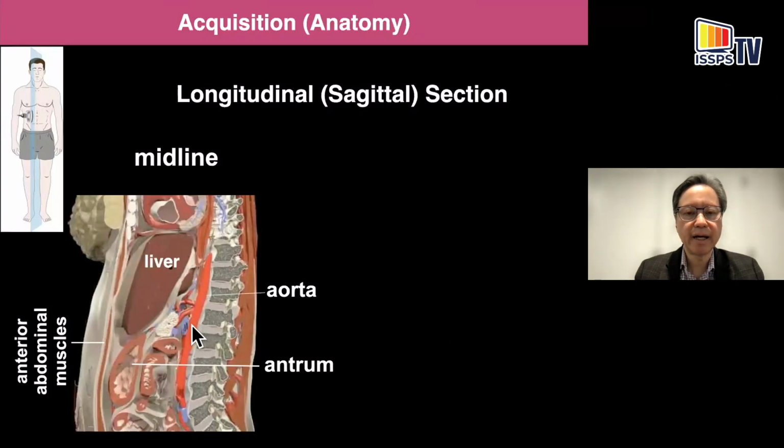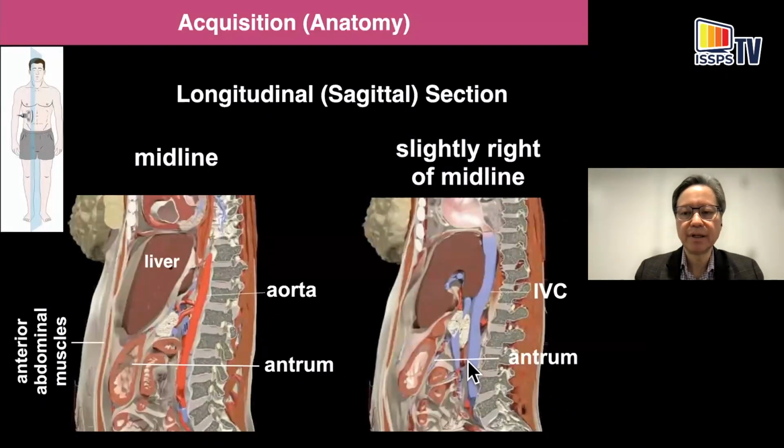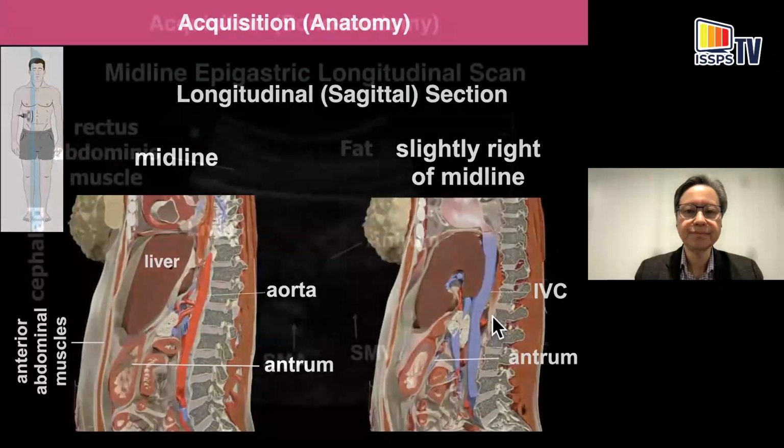You see the aorta lying on top of it with branches, the celiac artery and the superior mesenteric artery, branching out. You see very obviously the liver, the left lobe of the liver. The antrum is very reliably inferior or deep to the left lobe of the liver. Behind it is the pancreas. If you go a little bit more to the right side, you'll see the inferior vena cava. Again, similar structures. The only difference is the aorta or the IVC telling you where the scan is.